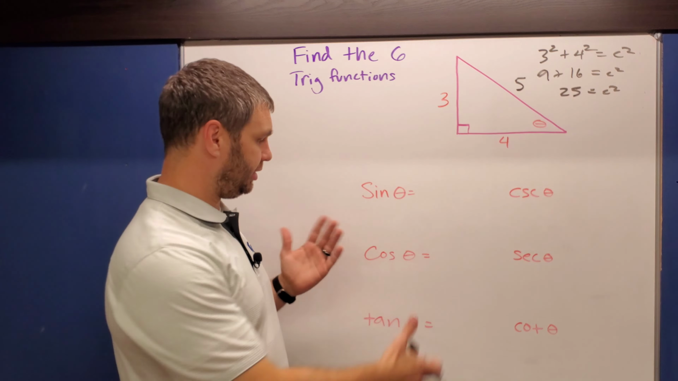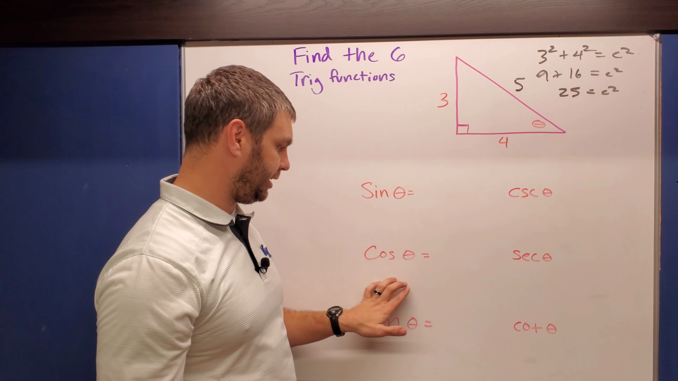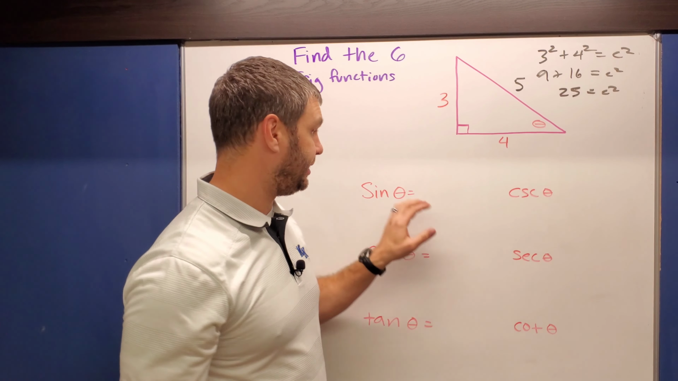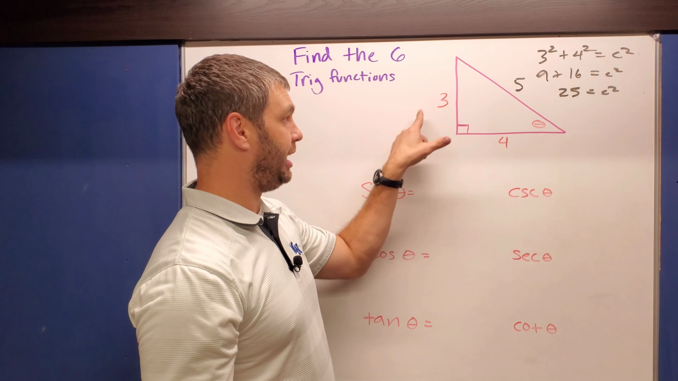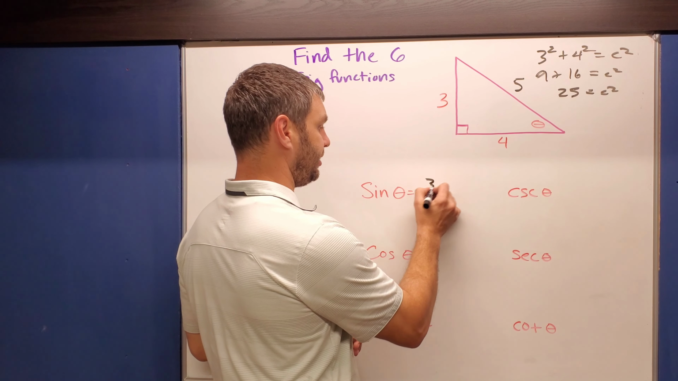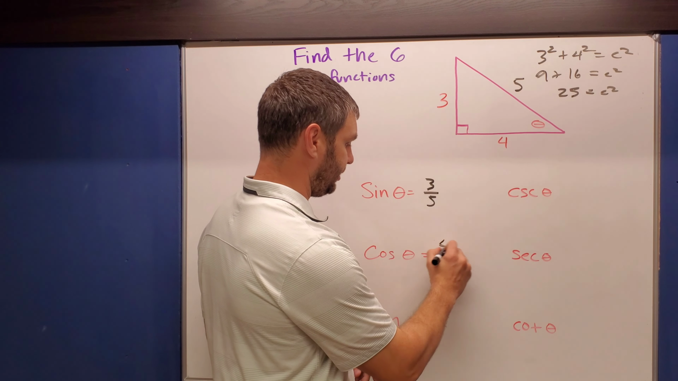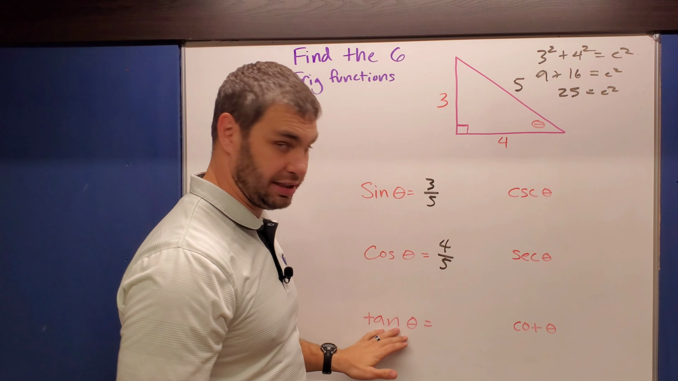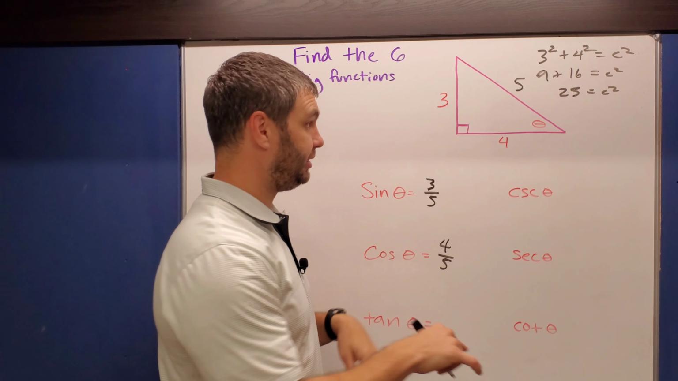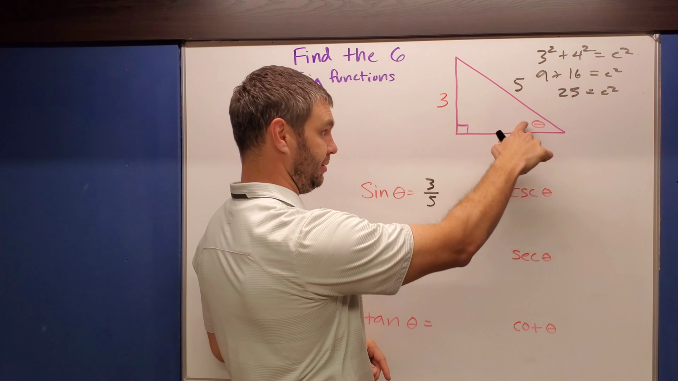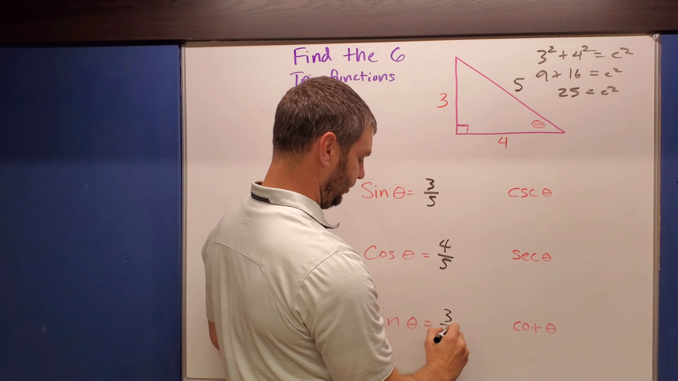Now when it comes to finding these trig ratios, we're usually pretty good at sine, cosine, and tangent, right? Sine is going to be, compared to my theta, the opposite over the hypotenuse, or 3/5. Cosine is the adjacent over the hypotenuse, which is 4/5. And tangent is going to be opposite over adjacent, which is 3/4. Again, compared to my angle theta, 3/4.